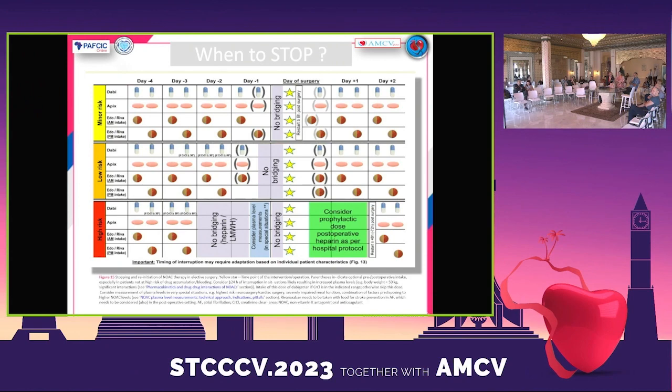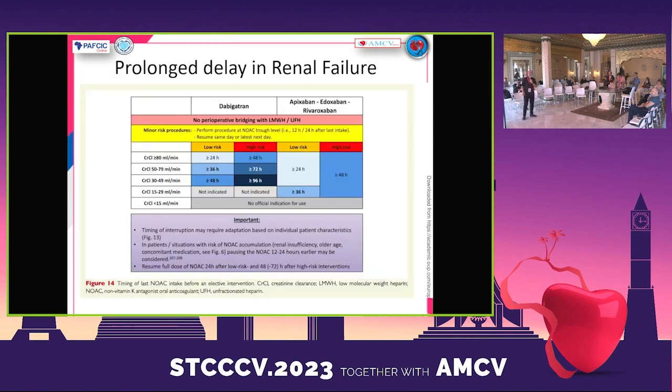But in the minor risk, we can just stop the pill of the evening, skip the pill, and then take it 6 hours after. In the low risk, we do not take the treatment on the previous day or the day of the procedure, and then take it in the evening. And in the high risk, we should stop 2 days before, and maybe 3 or 4 days before, and sometimes we have heparin just for preventive treatment post-surgery.